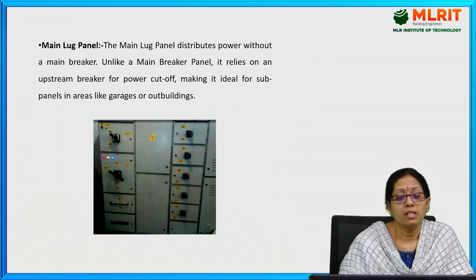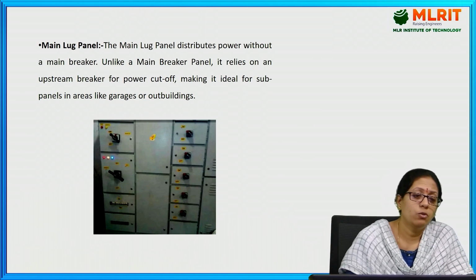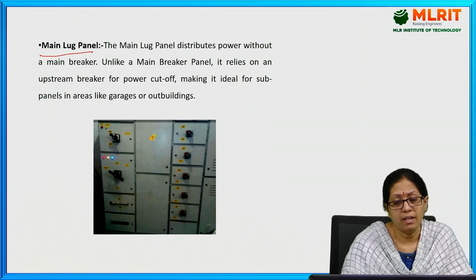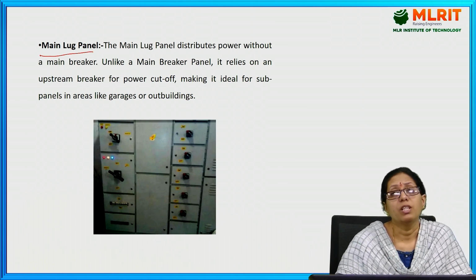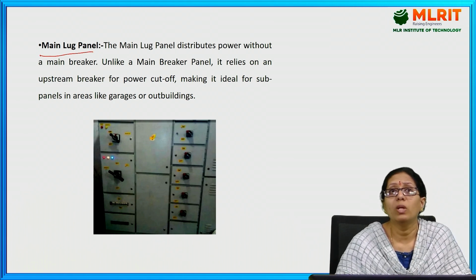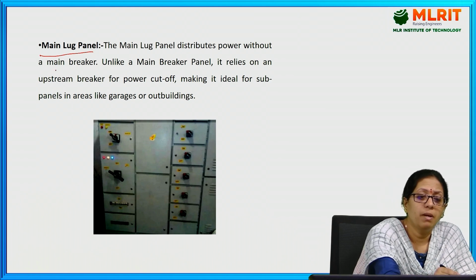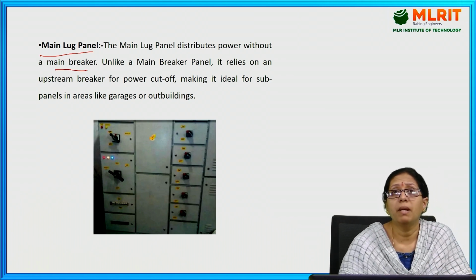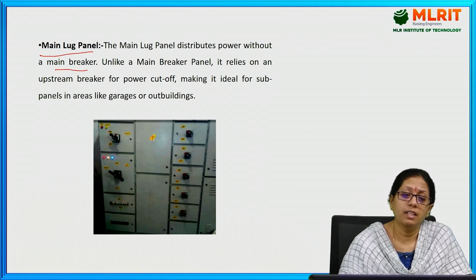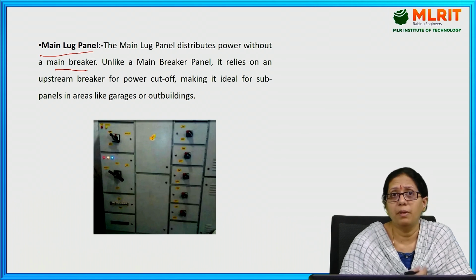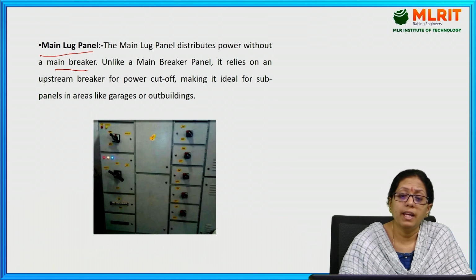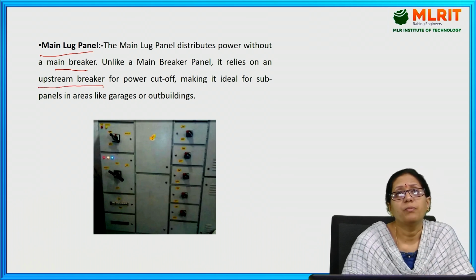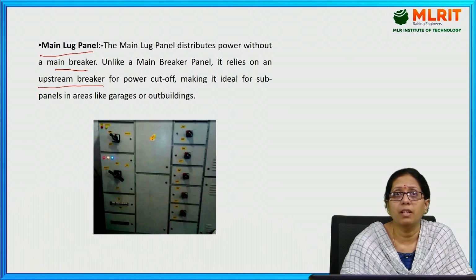The next one, the second one, is the main LUG panel. This is the main LUG panel, which distributes the power without a main breaker. Unlike the main breaker, that is the previous type of breaker, it relies on an upstream breaker.